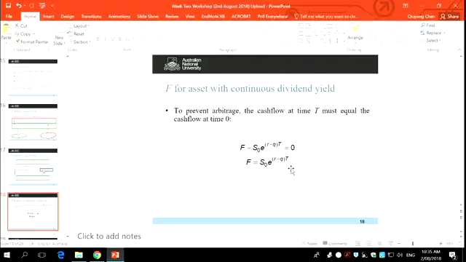What if the asset doesn't provide a dividend yield, but rather we need to spend some storage cost to store it? We can modify this equation, right? We can imagine there's a rate of storage costs, a continuously compounded storage cost rate. Let's imagine the underlying asset is cattle.